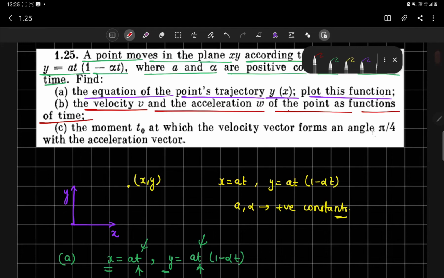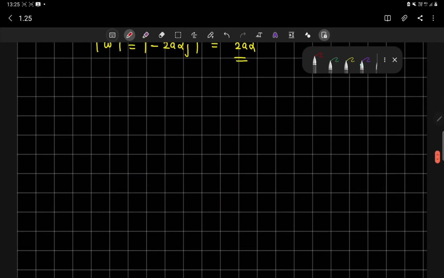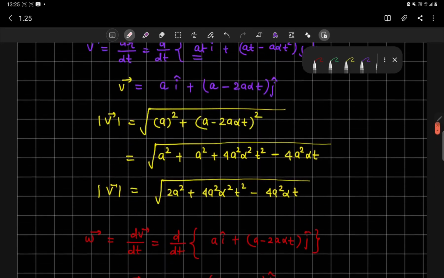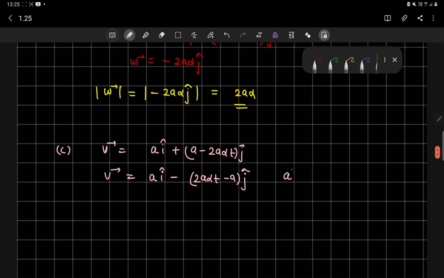Now in the last part of the problem, it is asking to find the time moment t naught at which the velocity vector forms an angle pi by 4 with the acceleration vector. So let us say in the C part, velocity vector is given as a i cap plus (a minus 2a alpha t) j cap. We can also write it as a i cap minus (2a alpha t minus a) j cap. This is the velocity vector, and the acceleration vector is equal to minus 2a alpha j cap.